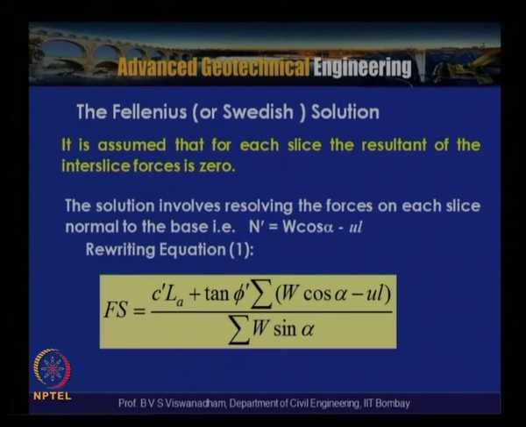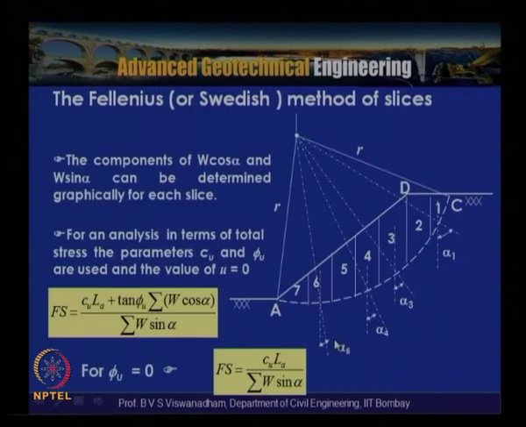So with this modification, this is called the Fellenius or Swedish method of slices. The ordinary method of slices and the Fellenius method of slices are one and the same, with only a minor difference: c dash into la plus tan phi dash into sigma of W cos alpha minus ul, divided by the summation of W sin alpha.